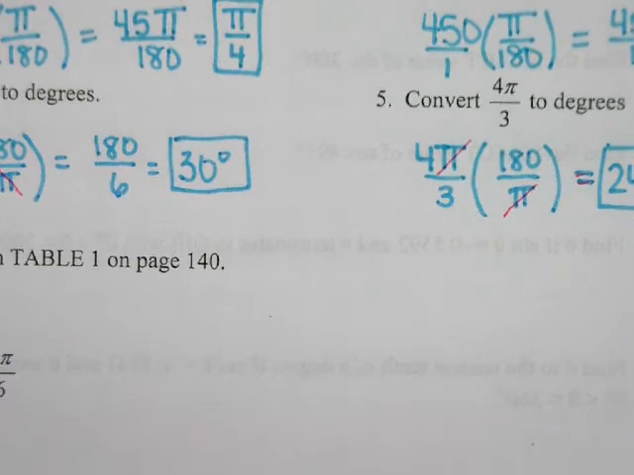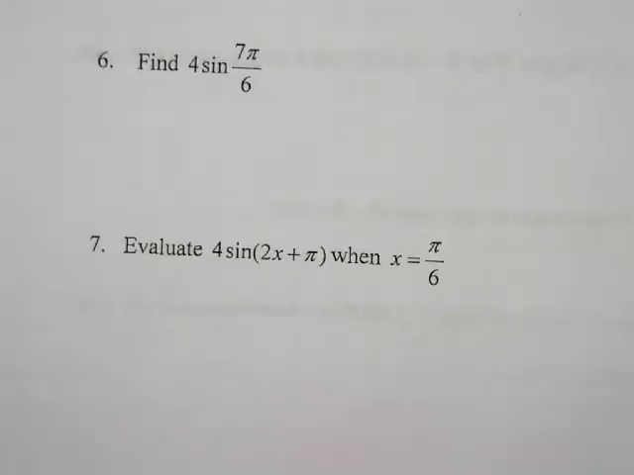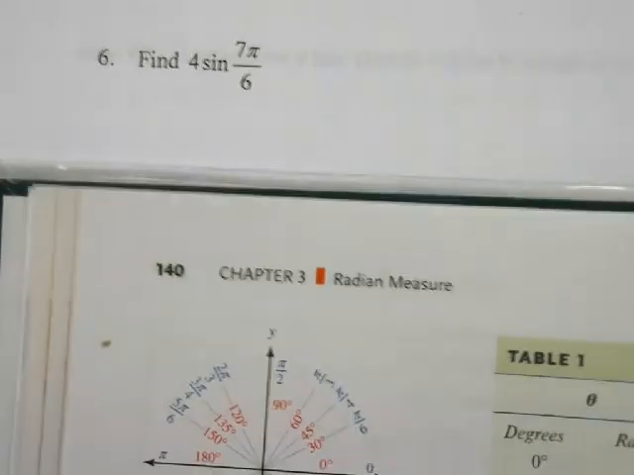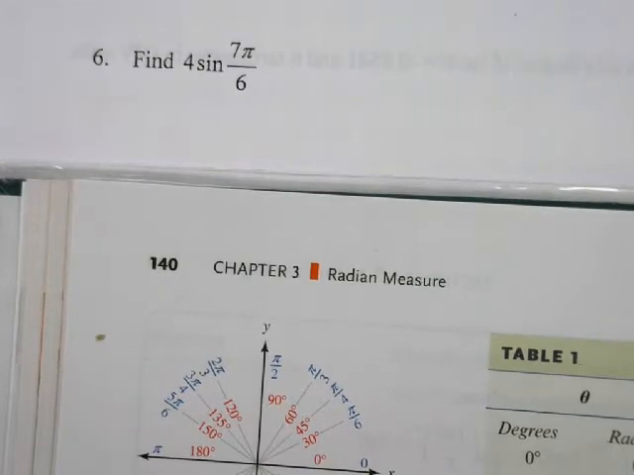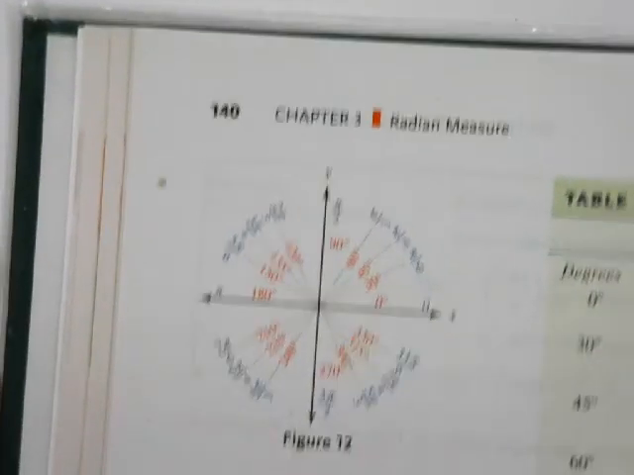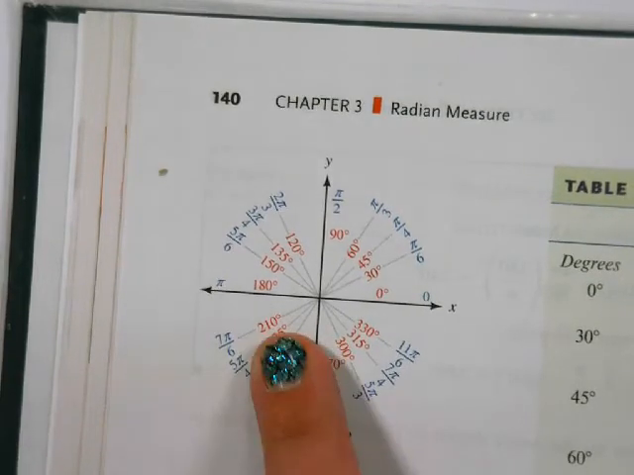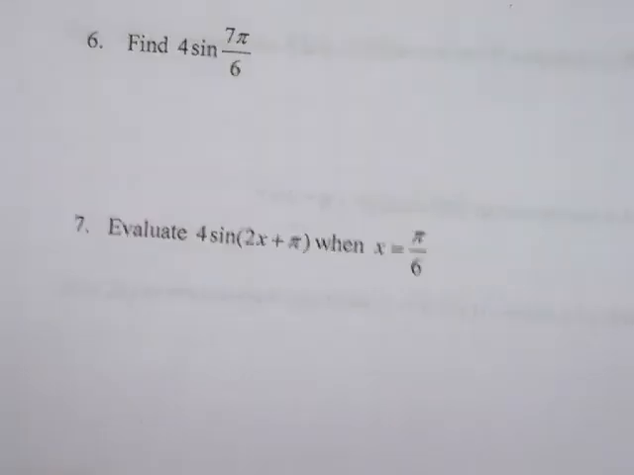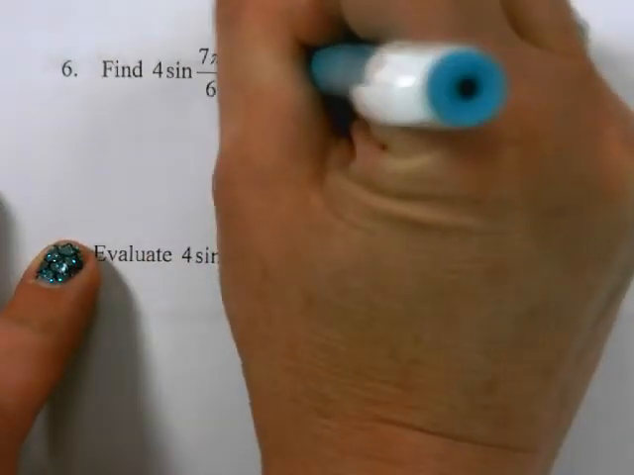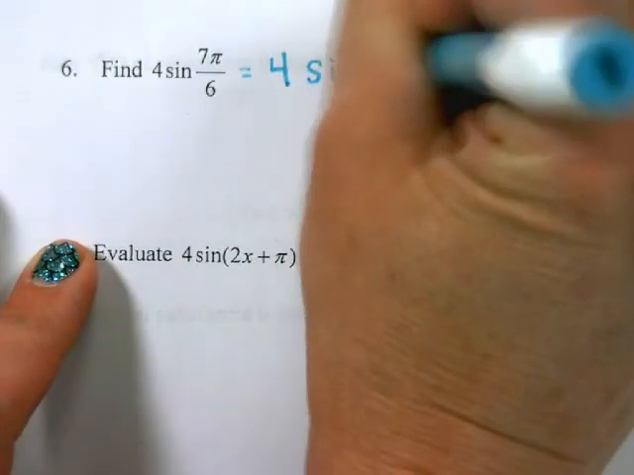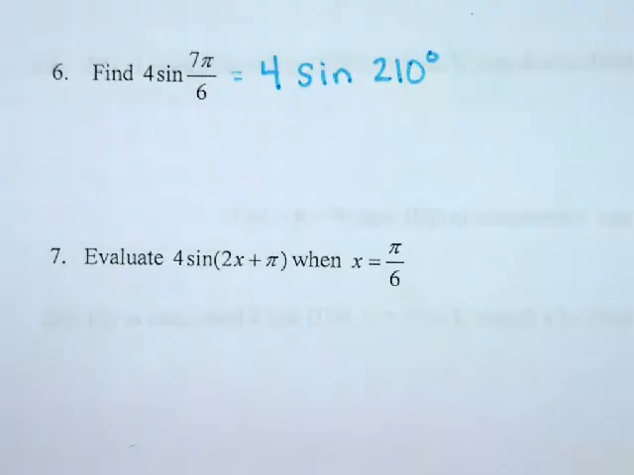Okay, so let's see if we can find 7 pi over 6 on this circle right here, because I think if we put it in degrees, it might make a little more sense to you. Would you agree? I concur. Okay, so find 7 pi over 6 on our little circle here. 210 degrees. So 7 pi over 6 is the same as 4 times the sine of 210 degrees. But now I don't have 210 on my chart. So we've got to find our reference angle.